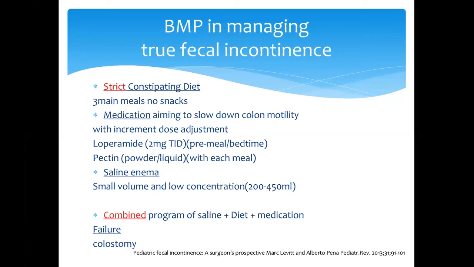Then if it's not helping, we can do the saline enema. Opposite to the first group, the saline enema should be a very small volume with a low concentration. The volume of saline that we are using ranges between 200 to 450 ml, and the concentration is 5 to 10 ml of glycerine. This is a challenging group and it's not easy to manage. So if you fail, we have the option of colostomy, but again, it's a last resort. We'll keep trying with them till we get them into a good quality of life.